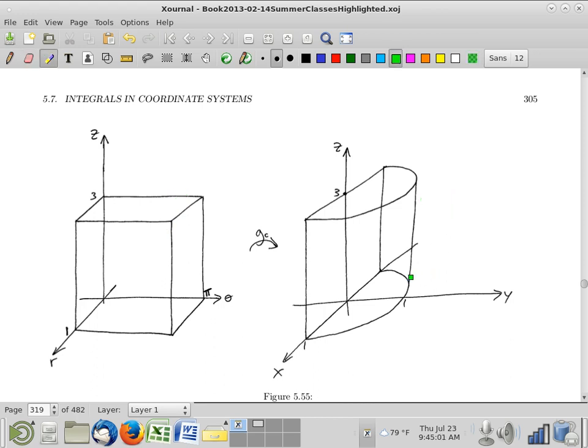And one at a time, you can just think about, well, what do these various faces look like? So, for example, let's look at this face. What is that? Well, that face is where theta equals 0, and r goes from 0 to 1, z goes from 0 to 3. So theta equals 0 is the xz plane here, and r goes from 0 to 1, z goes from 0 to 3. So that's the image of that.